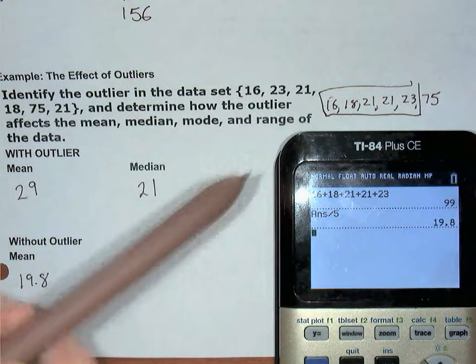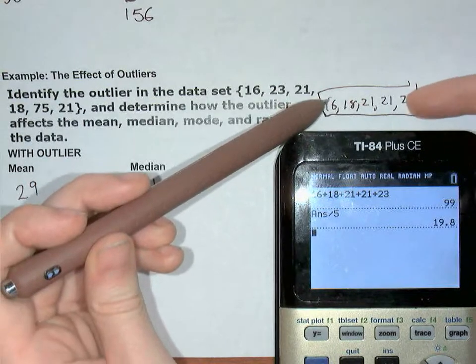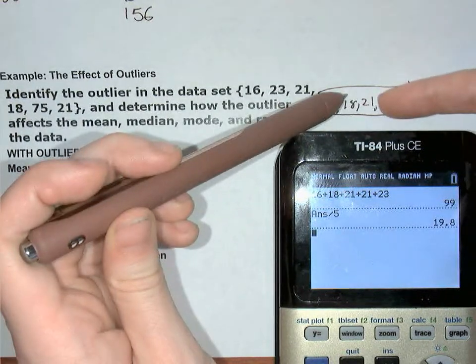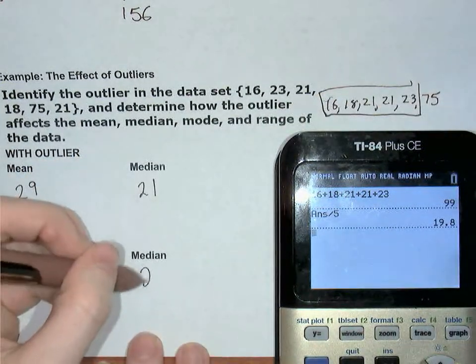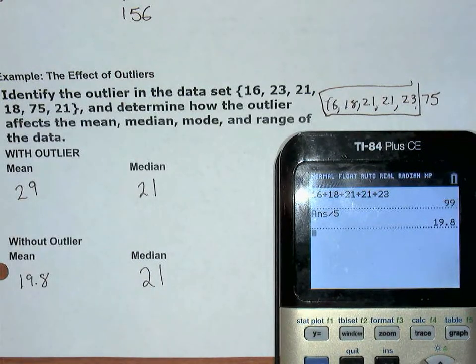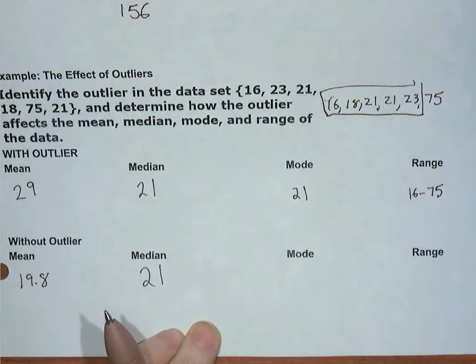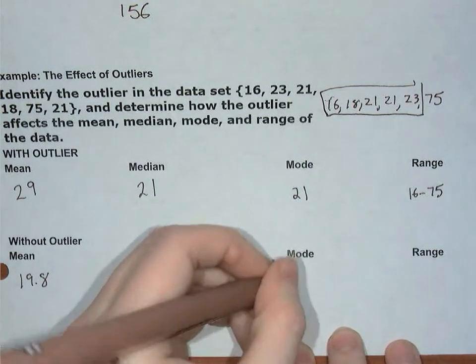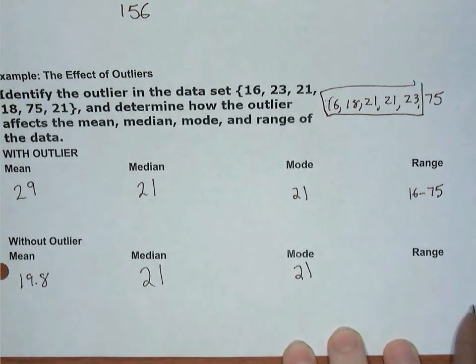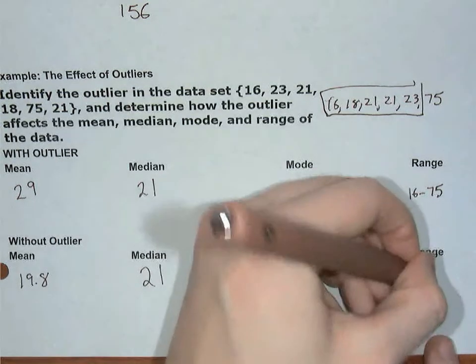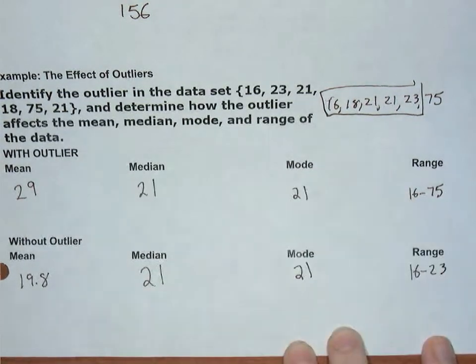If I look at my median, I'm doing the same process as before. Cover up 1 on the end, cover up 1 on the end, and there's a 21 in the middle. So my median is 21. That's my middle data value. My mode is the data value, again, that occurs the most often. So that's also 21. And my range is going to be 16 to 23. So my range got a lot smaller, just from not including that outlier in there.